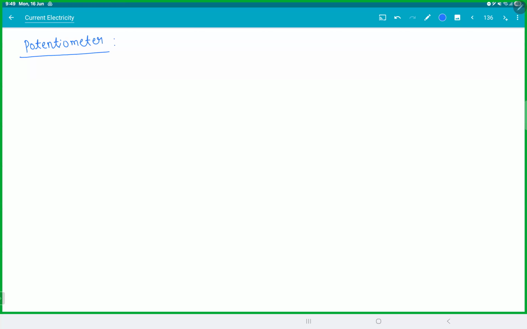Now, potentiometer. You want to measure current, we have an ammeter. You want to measure voltage, we have a voltmeter. You want to measure resistance, we have a meter bridge. What if you want to measure the EMF of a battery? If I give you a battery and ask what is the EMF and what is the internal resistance, we need something. So we use a potentiometer. It is used to measure the unknown EMF and internal resistance of a battery.